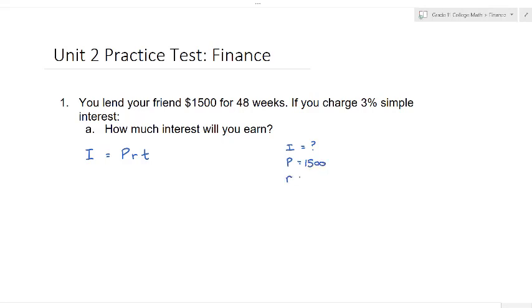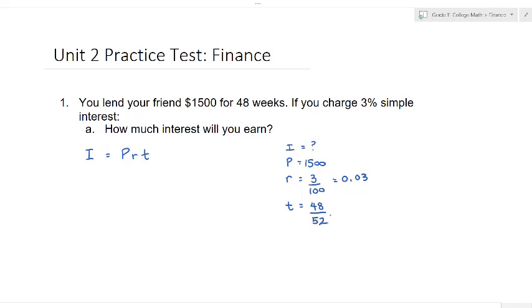R is the interest rate. It says that you're charging 3% simple interest. You need to divide that number by 100. So you get 0.03. And then T is the time, but time has to be in years. So they tell us that you've lent the money for 48 weeks. So to convert that into years, you divide by how many weeks there are in a year, which would be 52.